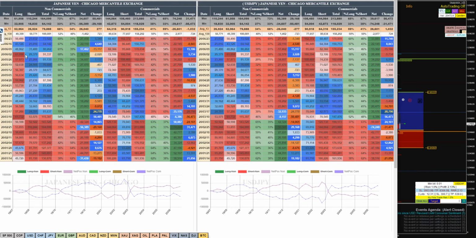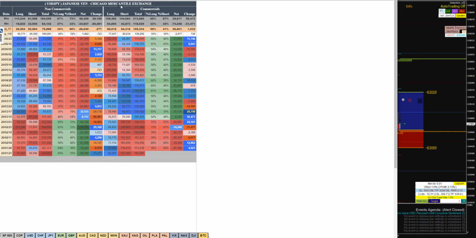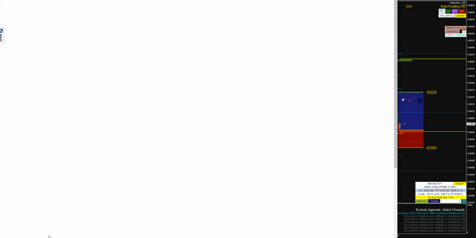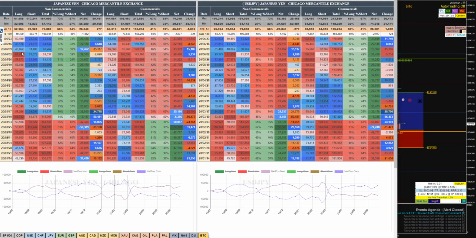We can see that the banks have added. Okay, this is the Japanese yen. Let me bring the USD JPY, so we have it same like on the charts, right? So here on this dashboard, you can have USD JPY, or you can have the JPY. So this is the JPY contract.